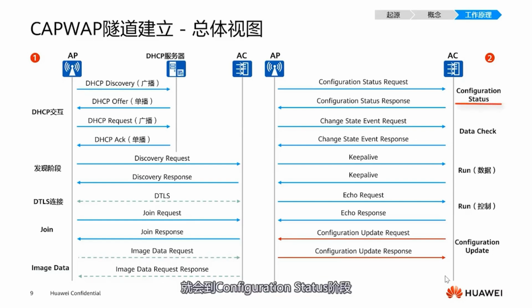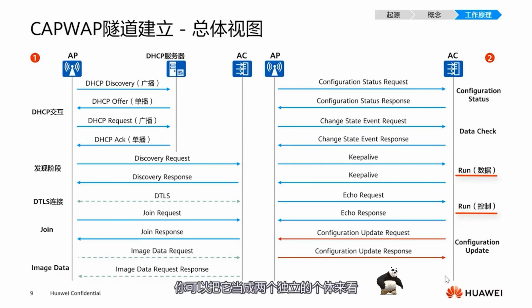After skipping the image data phase, it moves to the configuration status phase. This phase just checks whether both parties' configuration files match. But the AC does not send any configurations. The AC simply informs the AP whether they match or not. At this point, the AP records the result. Next is the data check. Nothing needs to be done in the data check stage, just confirm if there are any error messages, and then it's done. Next is the keep alive message, which is about establishing the data tunnel.